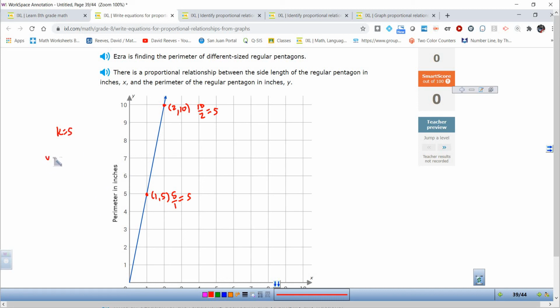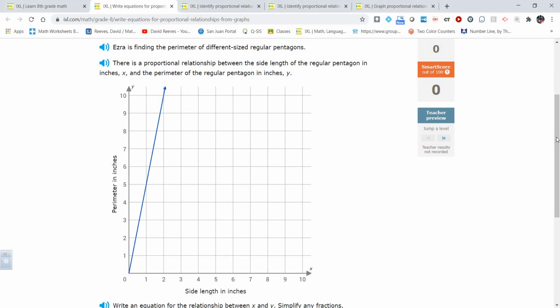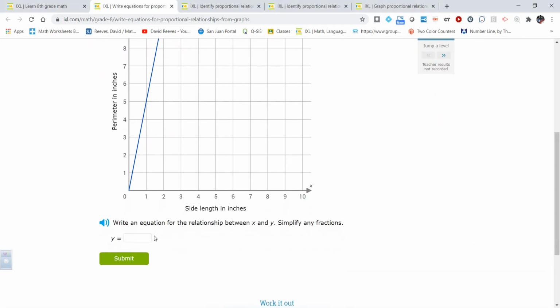All right, and as we said, y is equal to kx. That's our equation. So y is equal to 5x. So every value on this graph, the y value is 5 times the x value. If I were at a half, it would be at 2.5, right? If I were at 3, it would be 15, which is off the graph, and so on. So the equation that we're looking for here would be y is equal to 5x.